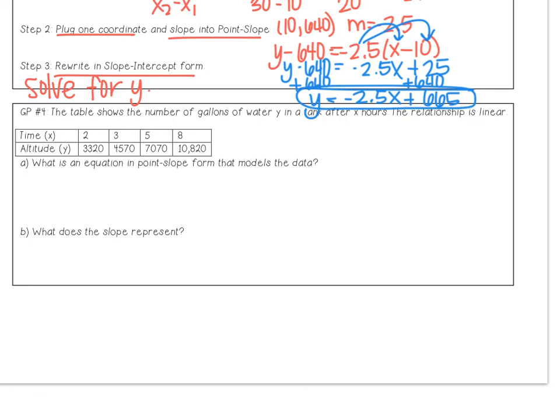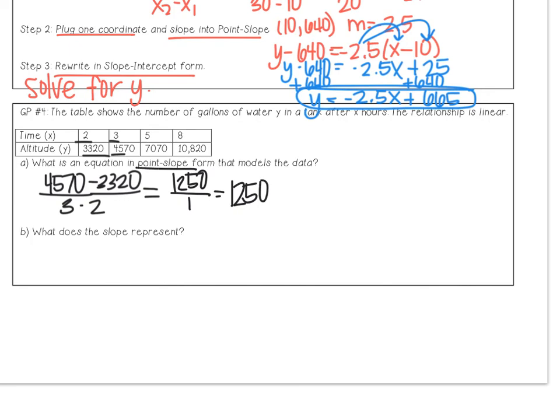Okay, so point-slope form, the first thing you want to do is find slope. So we're going to do y2 minus y1 over x2 minus x1. And I get 1250 over 1, which is 1250. Now they want it in point-slope form, so we're going to pick a point. I'm just going to choose the first one. We're going to do y minus the y equals slope times x minus the x.